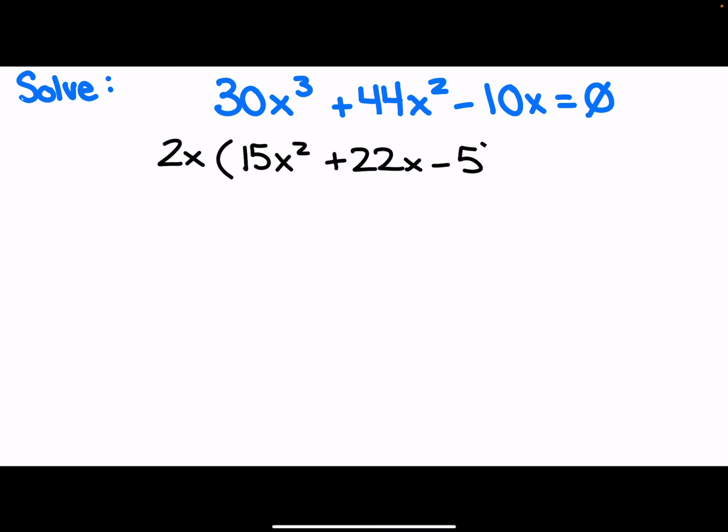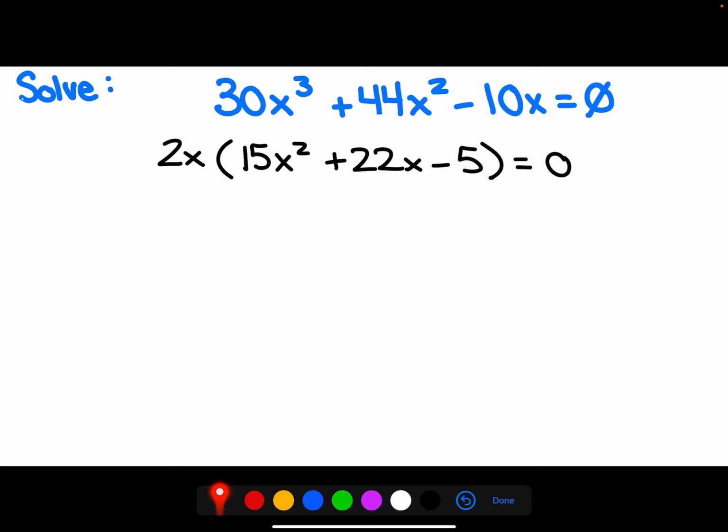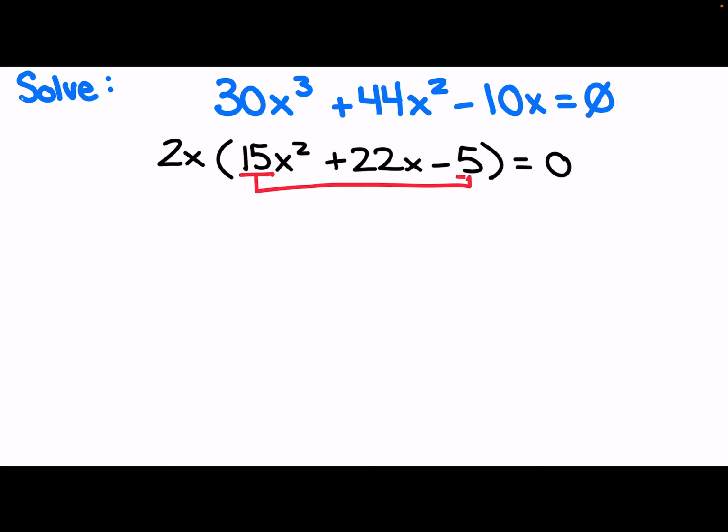That'll leave us with 2x on the outside, times 15x squared plus 22x minus 5 equals 0. Now that we have this in standard form, we can take our a value and multiply it by our c value. 15 times negative 5 will give us negative 75.